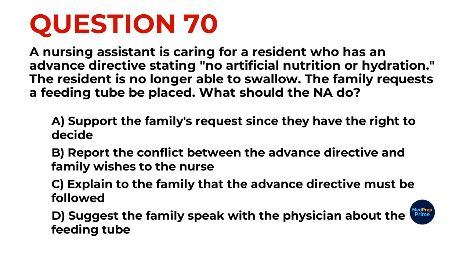A nursing assistant is caring for a resident who has an advance directive stating no artificial nutrition or hydration. The resident is no longer able to swallow. The family requests a feeding tube be placed. What should the NA do? Option A. Support the family's request since they have the right to decide. Option B. Report the conflict between the advance directive and family wishes to the nurse. Option C. Explain to the family that the advance directive must be followed. Option D. Suggest the family speak with the physician about the feeding tube.